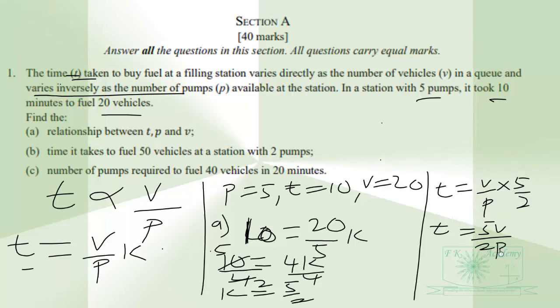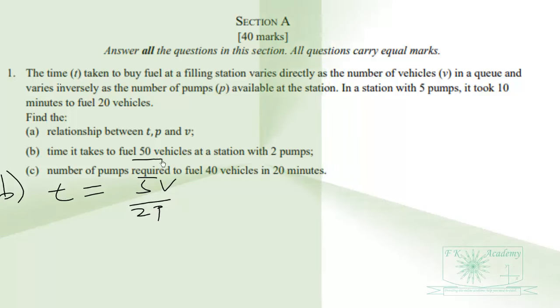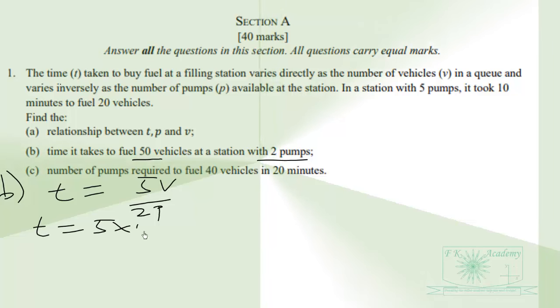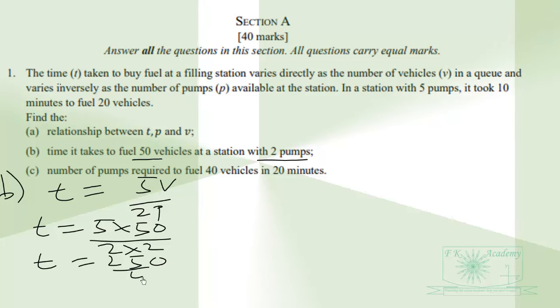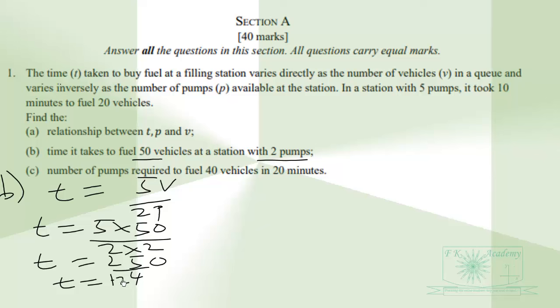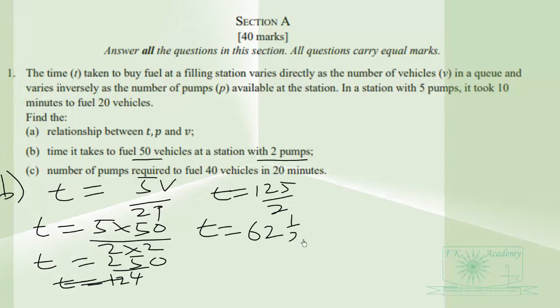Then the B part, we have to find the time it takes to fuel 50 vehicles at a station with 2 pumps. So B part, T equals 5V over 2P. So when V equals 50 and we have P equals 2, we have T equals 5 times 50 over 2 times 2. And that will give us 250 over 4, or 125 over 2. In other words, we are going to get 62 and 1 over 2. T equals 62 and 1 over 2 minutes.